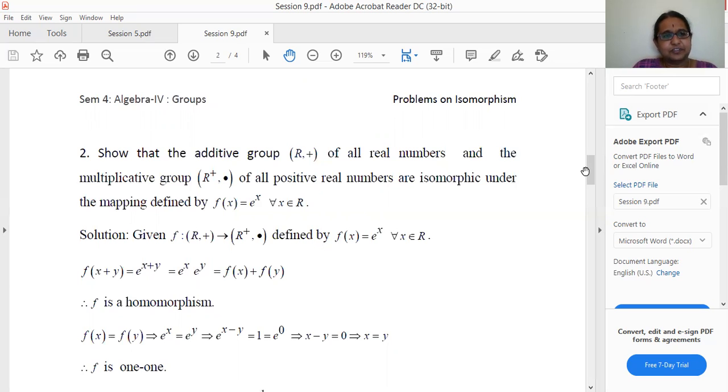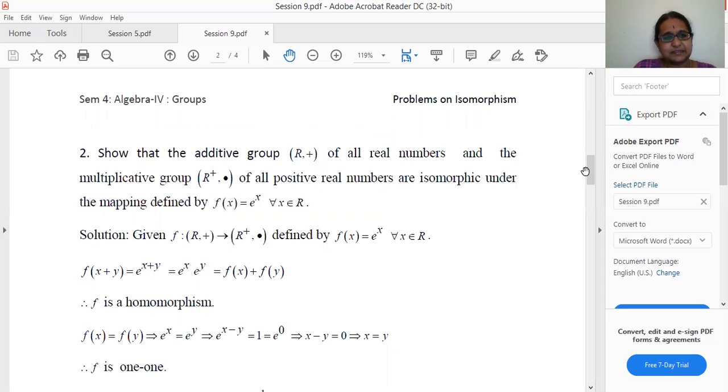With this, we have to check whether it is an isomorphism. That is, first we have to check whether it is a homomorphism, 1 to 1 and onto. And the mapping is defined such that f of x is equal to e power x for all x belonging to R. So now we shall check the condition.